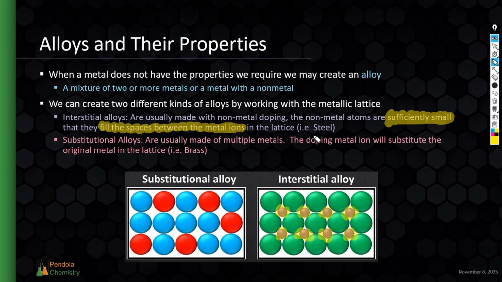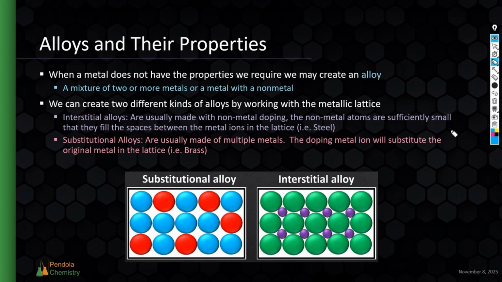A very clear example of an interstitial alloy is steel, where carbon is added to iron and it takes the spots in between the iron cations. So that's an interstitial alloy. It is an alloy where the thing that we're adding, what we call the doping agent, the thing we're adding to the metal, is small enough that it fills in the spots between the metal cations in the lattice instead of replacing the metal ions.